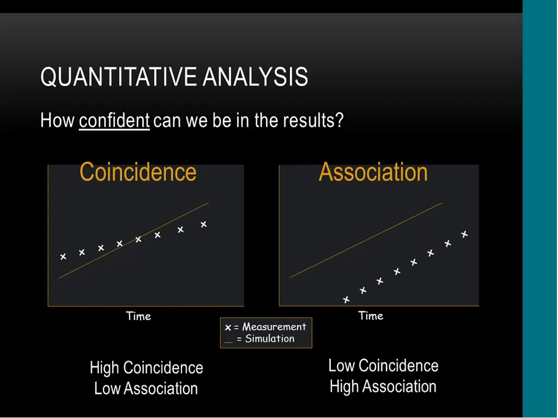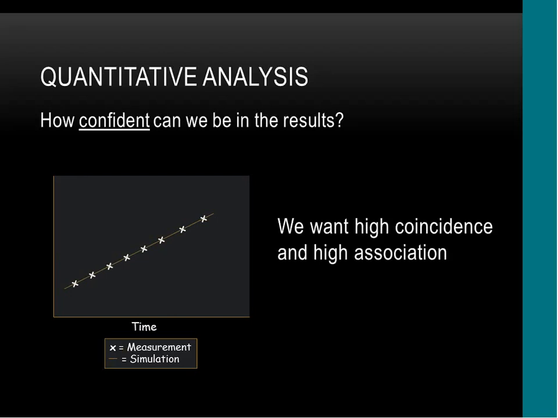So we can try and test each of these independently. What we actually want, if we want to be confident in the models, when we plot changes over time, or if we plot modeled versus measured, is we want to see high coincidence and high association. So basically, all of our modeled estimates fall on top of the measured estimates. That never happens in reality, of course, but that's what we'd like to do to show that the model's working well.